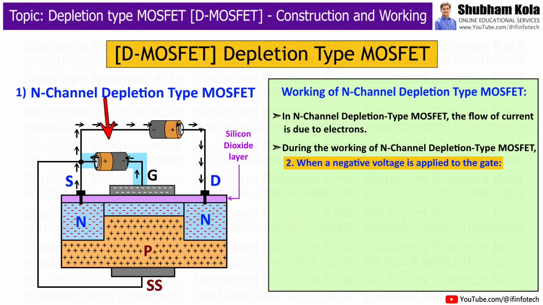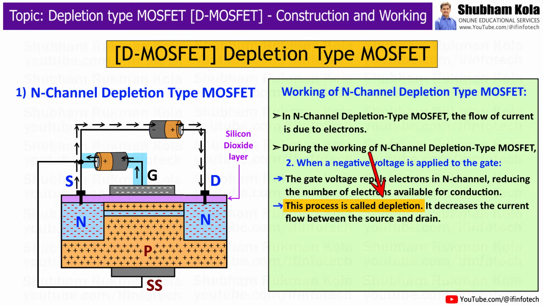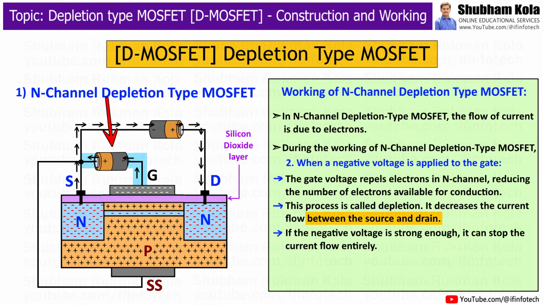When a negative voltage is applied to the gate, the voltage repels the electrons in N-channel, reducing the number of electrons available for conduction. This process is called depletion. It decreases the current flow between the source and drain. If the negative voltage is strong enough, it can stop current flow entirely.